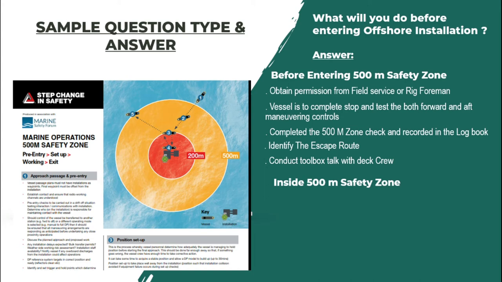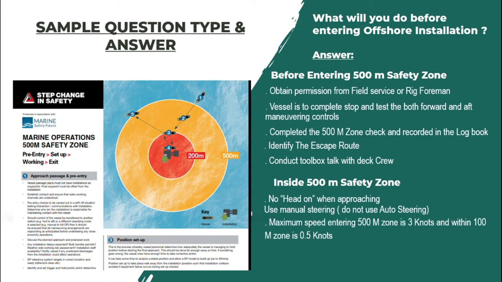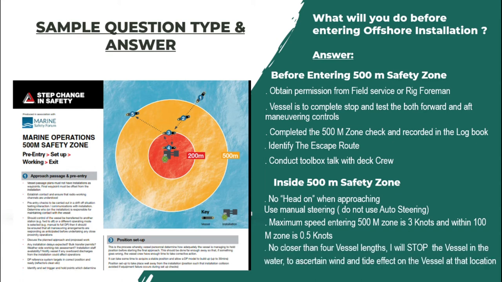When inside the 500 meter safety zone, no head on approach. Use manual steering, do not use auto steering. The maximum speed entering the 500 meter zone is 3 knots, and within the 100 meter zone it is half a knot. And then no closer than a fourth of the vessel length. I will stop the vessel in the water to ascertain wind and tide effect on the vessel at that location.